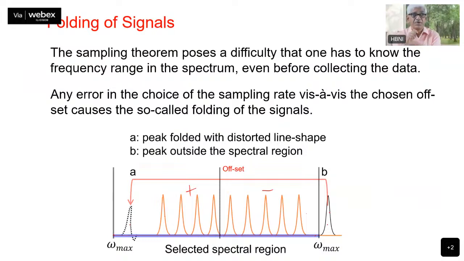So the peak folded with the distorted line shape, peak outside the spectral region. So this is the peak which is folded with the distorted line shape, and this is the peak which is outside the spectral region. You did not choose your spectral width properly and the offset properly, and because of that, you got this signal folded over onto this. Okay. Now, let's try and understand why this happens. How does this happen?